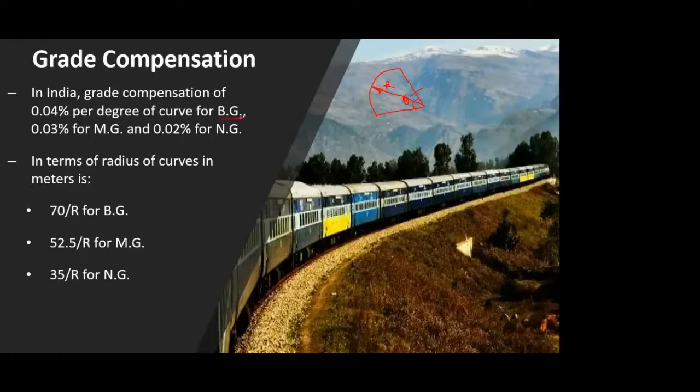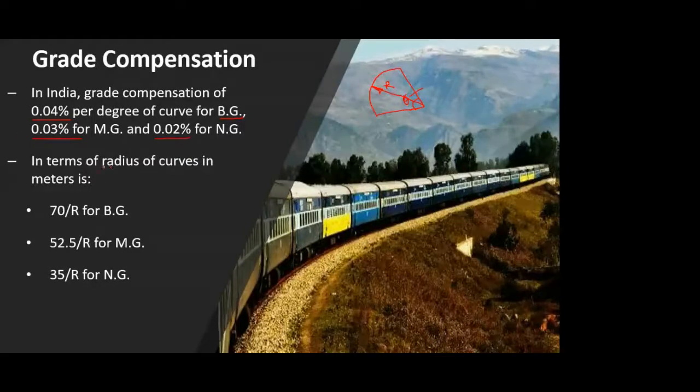For broad gauge, it's 0.04% per degree of the curve. So whatever the degree of the curve, 2 degree, 3 degree, 5 degree, for a 1 degree curve the gradient has to be reduced by 0.04%. So if it's a 2 degree curve, it will be a 0.08% decrease. Now you might feel that 0.04% or 0.03% is a very small amount. But if you convert it into the slopes and the work done by the engine, that is also a substantial decrease.